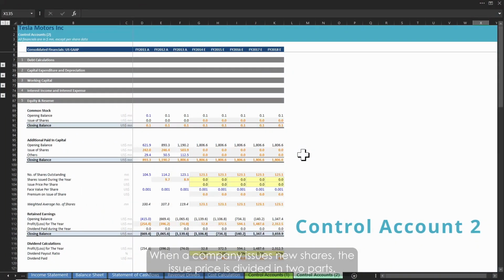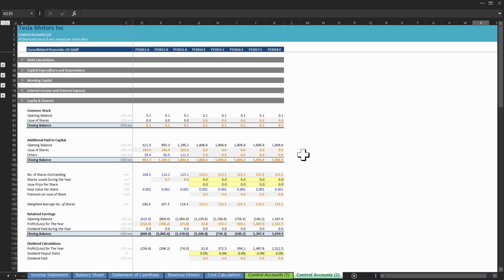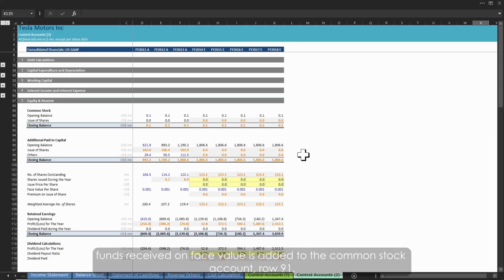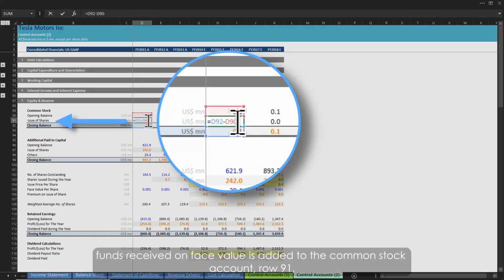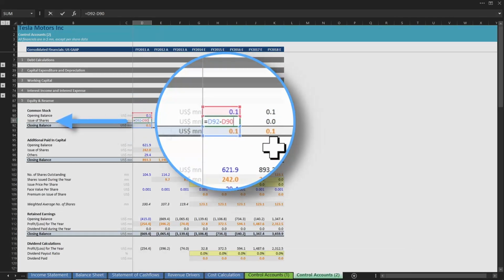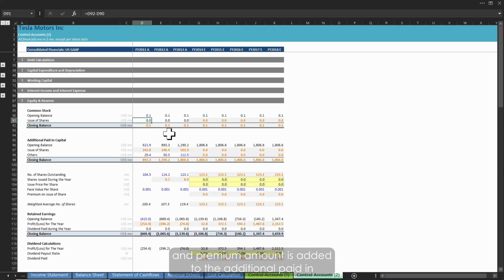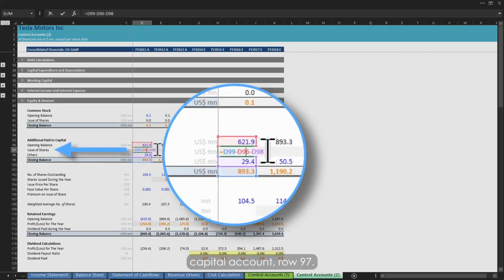When a company issues new shares, the issue price is divided in two parts. A. Face value. B. Share premium. Funds received on face value is added to the common stock account, row 91, and premium amount is added to the additional paid in capital account, row 97.